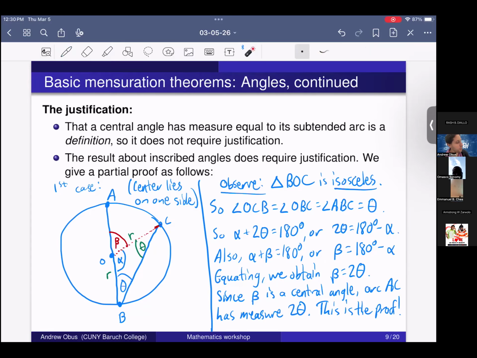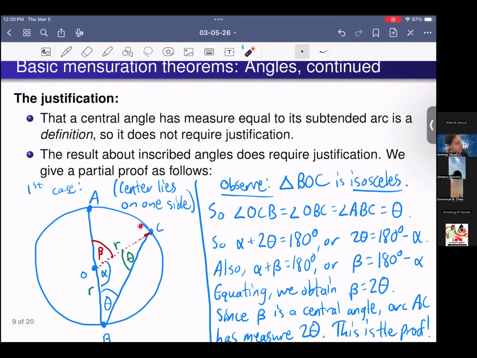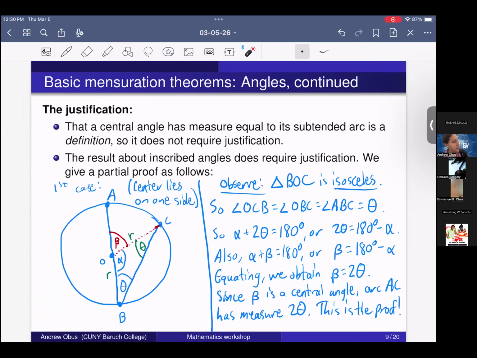Because we're trying to prove that the arc measure is double the angle measure, or in other words, the angle measure is 1/2 the arc measure. But we just showed it, right? We showed that if the angle is theta, then the arc is 2 theta. That's telling us exactly that the angle is 1/2 the measure of the arc.